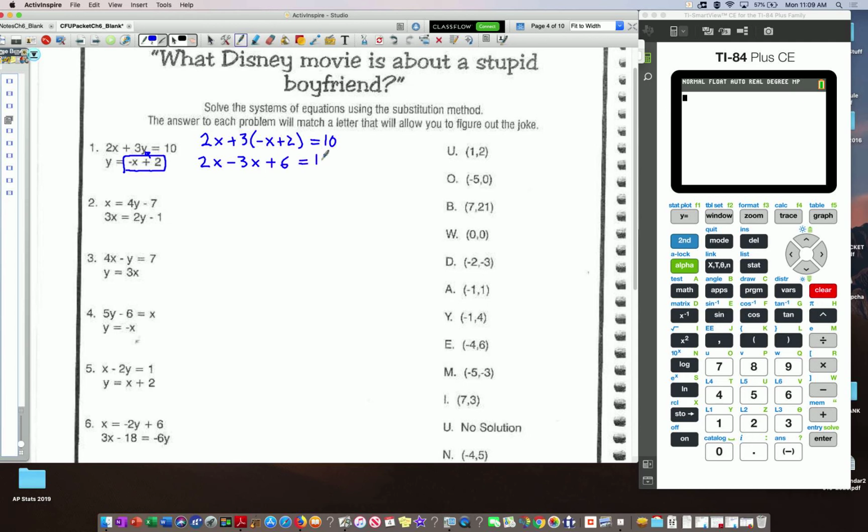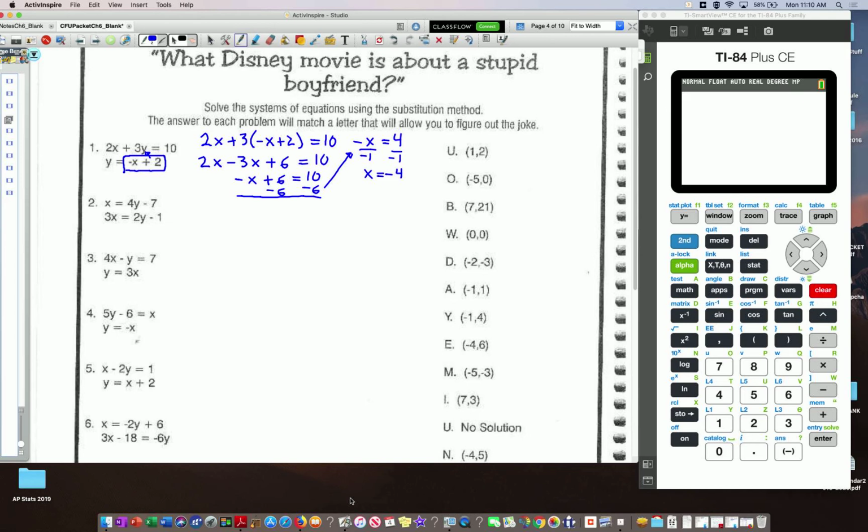That equals 10. Combine like terms. So 2x minus 3x is minus x plus 6 equals 10. I'm now going to subtract 6. So when I do that, I get, I'll move it over here, negative x equals 4. And now when I divide by negative 1, x equals negative 4. Now that's not just my answer.